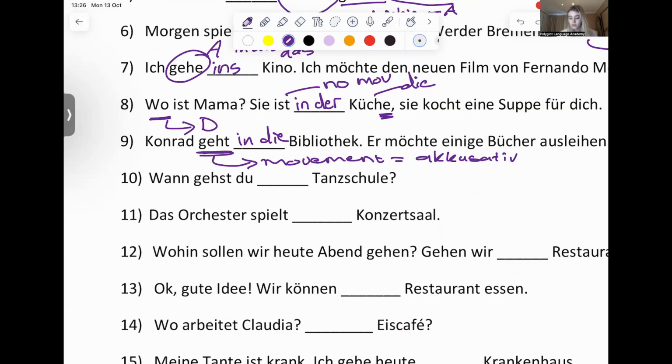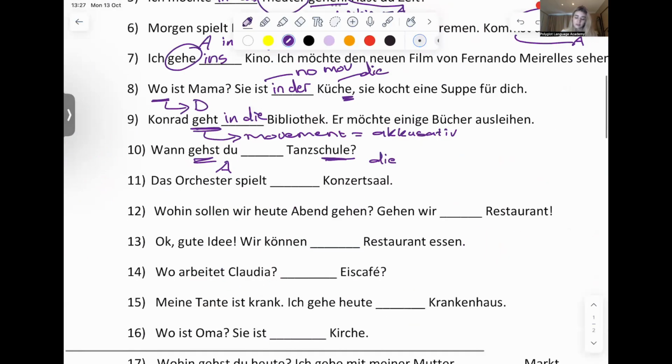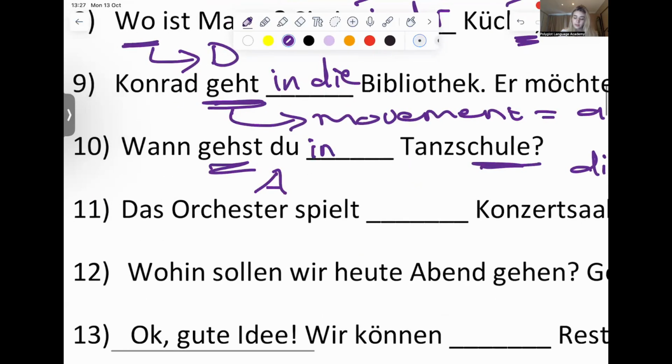Okay. Schule, wir wissen, Schule ist die, because Schule was probably one of the first words that you learned after Frau, Mann, so one of the first nouns. Gehen, again, Akkusativ. And does die change in Akkusativ? Nein. But I can show you again. Die does not change in the accusative case. It just stays the same in accusative. Okay, wann gehst du in die Tanzschule?